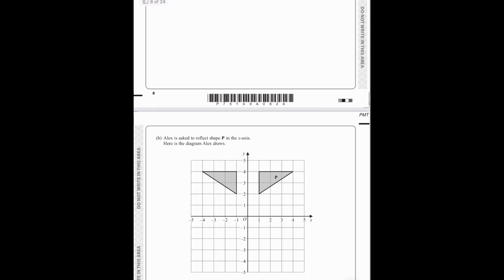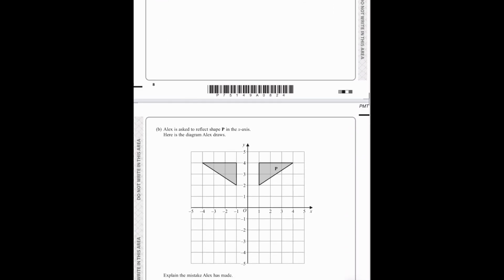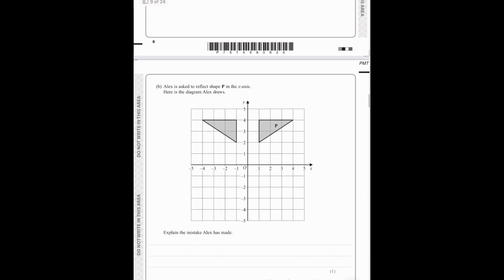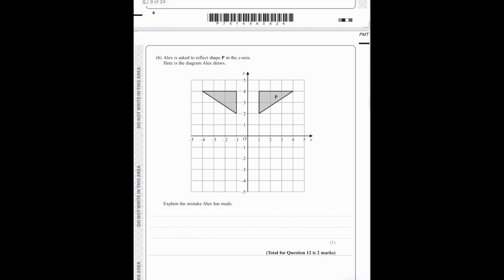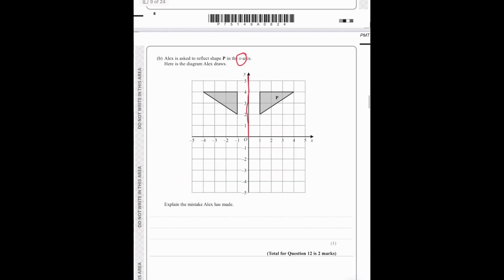Alex is asked to reflect shape P in the x-axis. Here is what is done. What has he done wrong? So he hasn't reflected in the x-axis, he's reflected in the y-axis. So he's reflected in the y-axis instead of the x-axis.